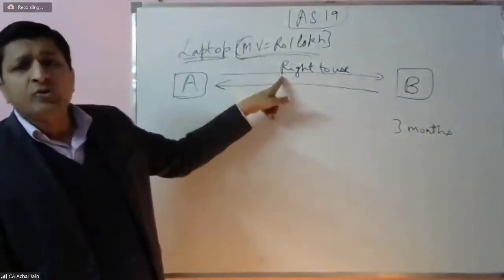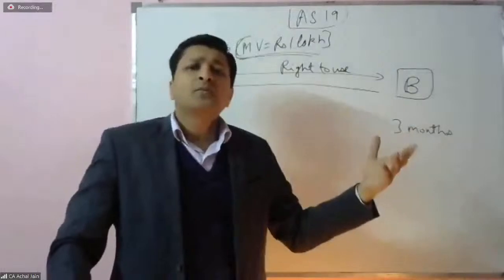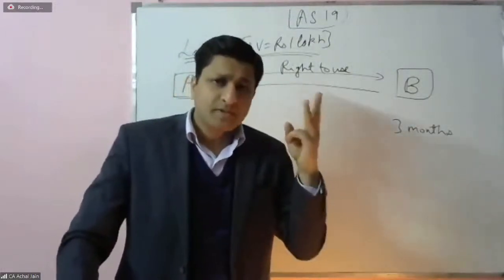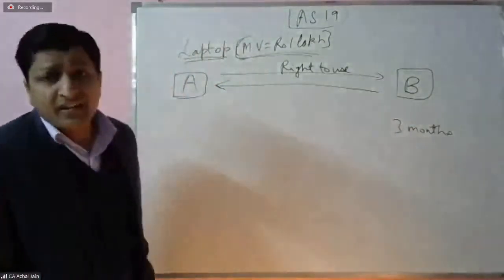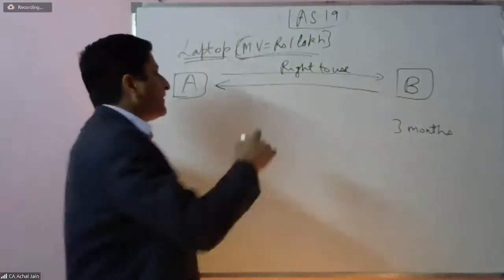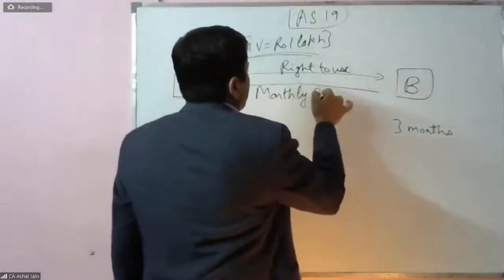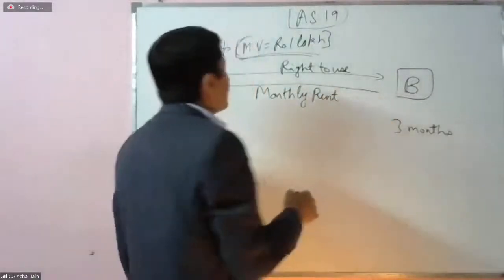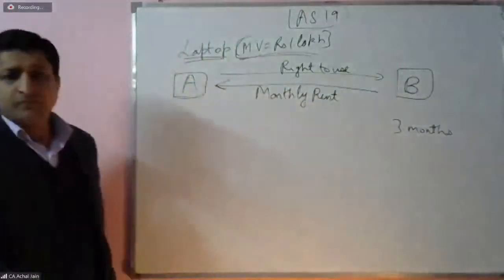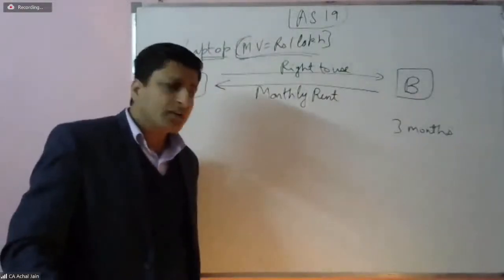Who will get the right to use this laptop now? B. So the laptop will be in the possession of B for the next 3 months. And in return, B will make payment of monthly rent. B will pay monthly rent to A. Correct?